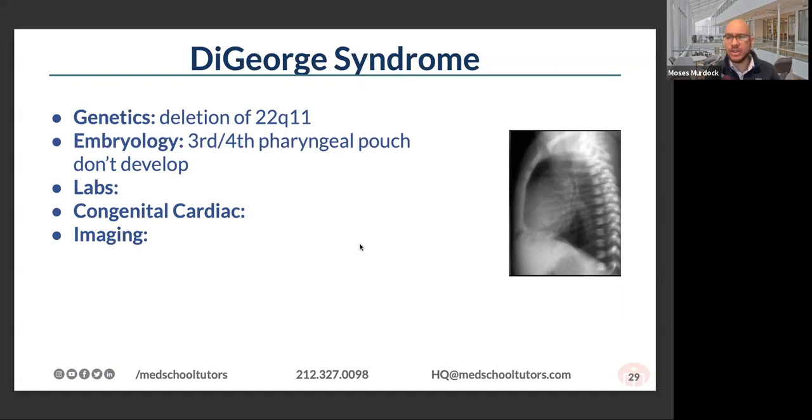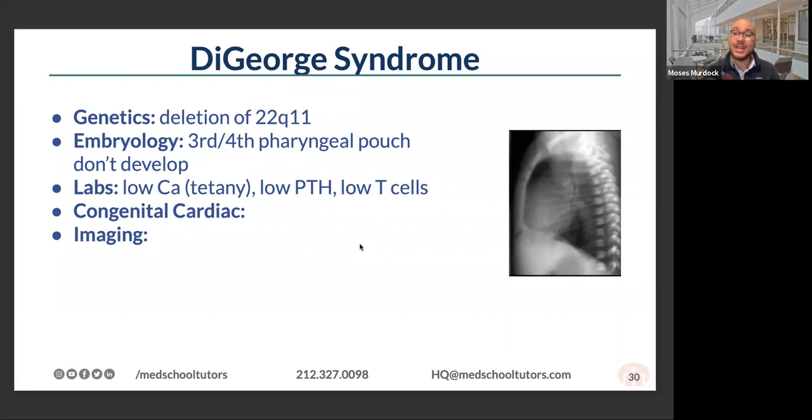We sort of already mentioned the labs where you have a low calcium, and that gives you the finding of tetany. You see a low PTH, and you can remember that because PTH controls the calcium. If you have a low PTH, you're likely to have a low calcium, and it's due to the fact that the third and fourth pharyngeal pouches also control some of the endocrinological cells that end up producing PTH. And the reason you have an immunodeficiency is because it impacts your T cells.